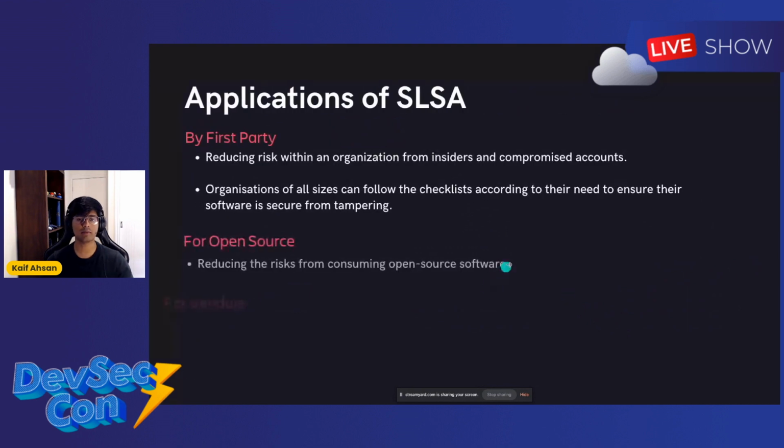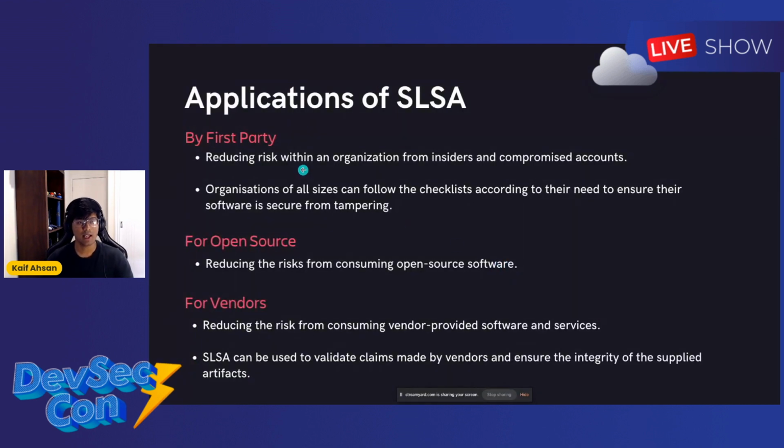So let's look at some use cases of SLSA. The first one is obviously for organizations who want to make sure that their software hasn't been tampered with. And it's not just one size that everyone needs to conform to. All the organizations can use SLSA according to their needs to achieve supply chain security, following the different SLSA levels. We'll look at them in a second.